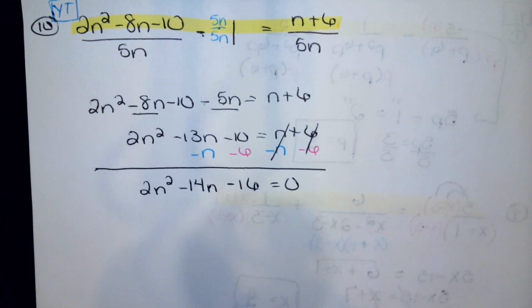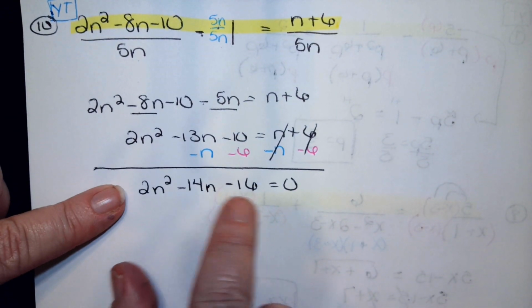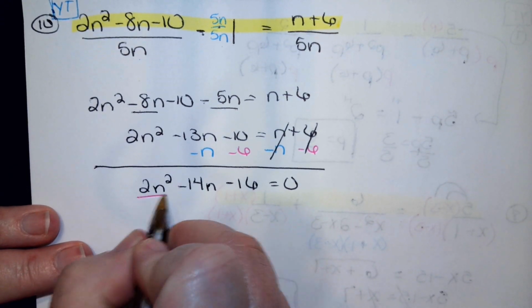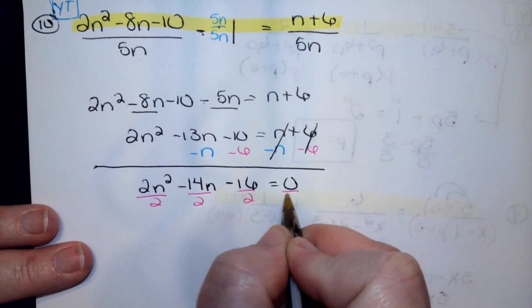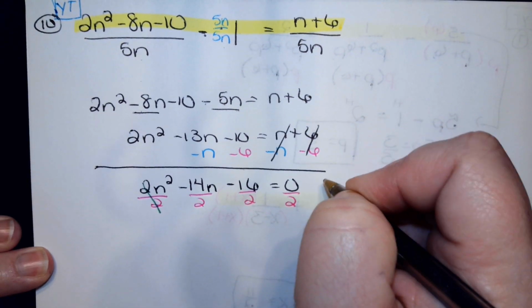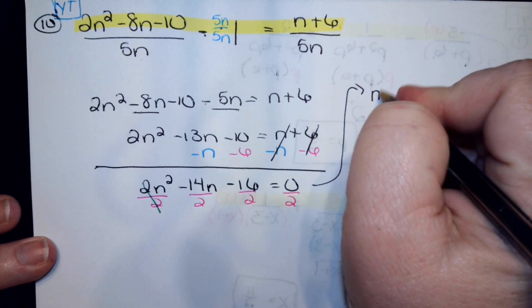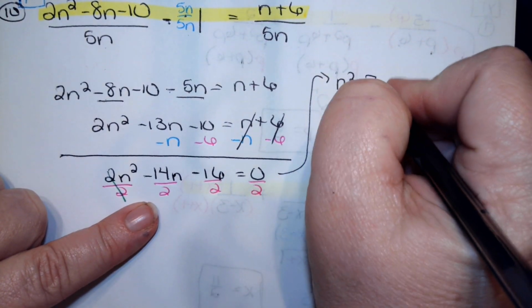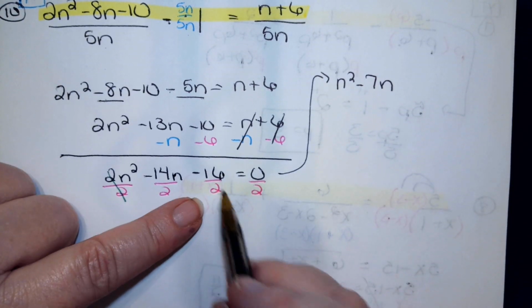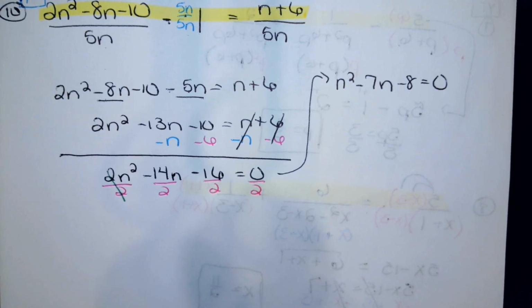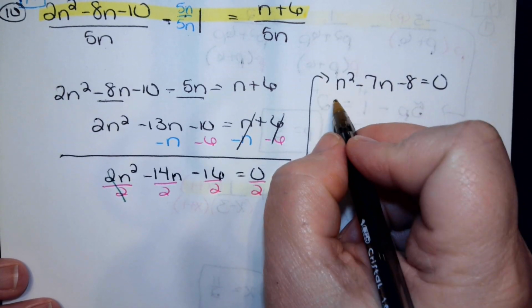So we got that quadratic. Now I notice in this quadratic, everything is even, so I can actually simplify this by dividing every term by 2. And when I say every term, I literally mean every term. These divide out and give us 1. So I get n squared. 14 divided by 2 is 7. 16 divided by 2 is 8. Now that's a much nicer looking trinomial to factor.